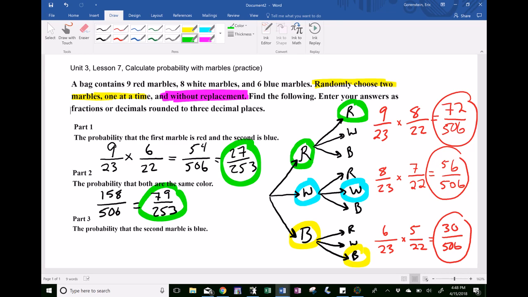And part 3, it looks like we have the same scenario. The specifics are different, but we have the same scenario. There's 3 ways this could happen. What's the probability the second marble is blue? Well, let me erase that, and let me erase that. And it looks like the second marble being blue could happen this way, so red-blue. It can happen this way, white-blue, or it could happen on the bottom, blue-blue.